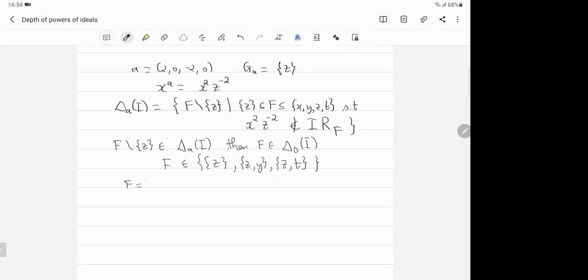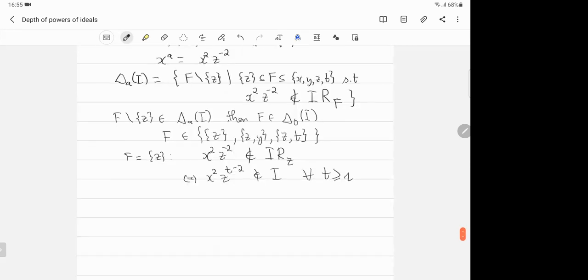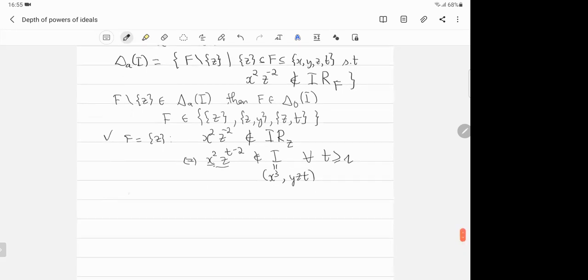So for example, F equal to {z}, is it okay? You check whether x squared z to the minus 2 does not belong to I localized at z, and you see that this is okay, right? It is equivalent to x squared z^(t-2) not belonging to I for at least one t. And recall that I is generated by x cubed and yzt, right? So something like this can never be divisible by x cubed or yzt. Here you have only power 2, x squared, so this cannot be in I. So this is allowed. And similarly, you can check that this is also allowed, right?